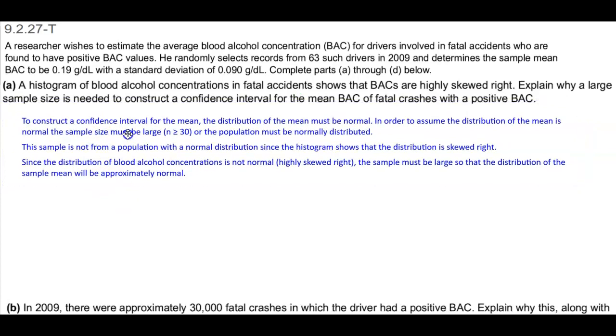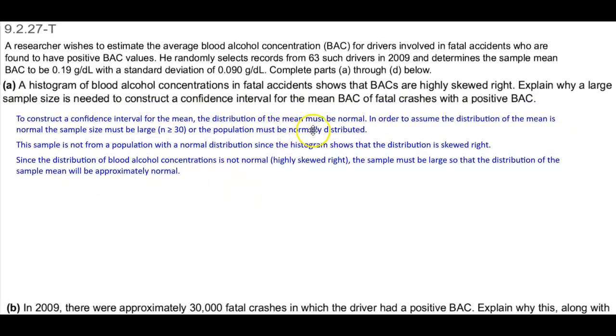to construct a confidence interval for the mean, the distribution of the mean must be normal. In order to assume the distribution of the mean is normal, the sample size must be large, where n is greater than or equal to 30, or the population must be normally distributed. Now, the sample is not from a population with a normal distribution, since the histogram shows that the distribution is skewed right. Since the distribution of blood alcohol concentrations is not normal, which is highly skewed right, the sample must be large so that the distribution of the sample mean will be approximately normal.